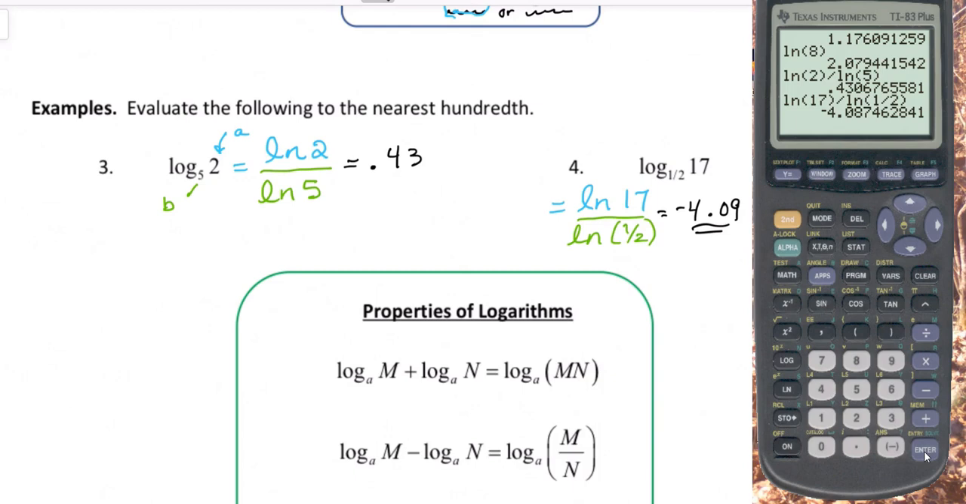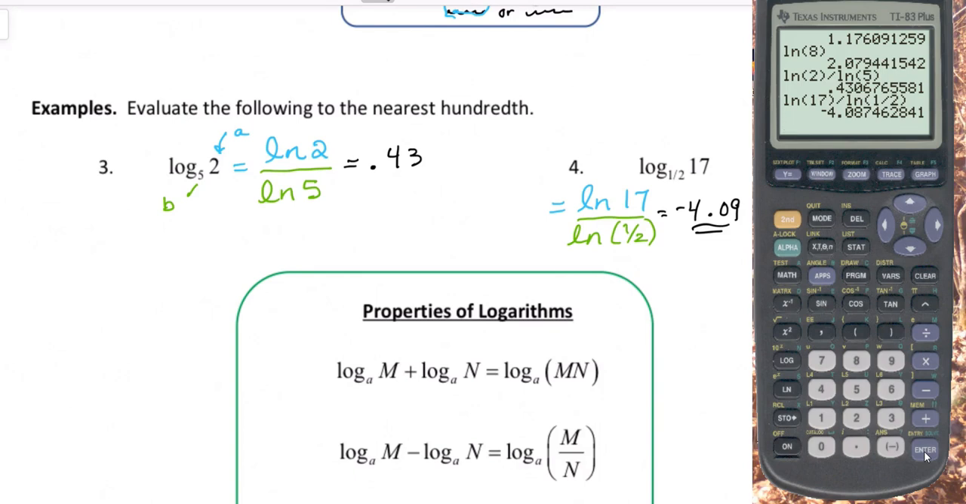This is a formula that you have to remember or have handy with you when you're taking a test, so that if you run into logs that aren't natural log or aren't base 10, you know how to use that formula to evaluate the logarithm on your calculator.